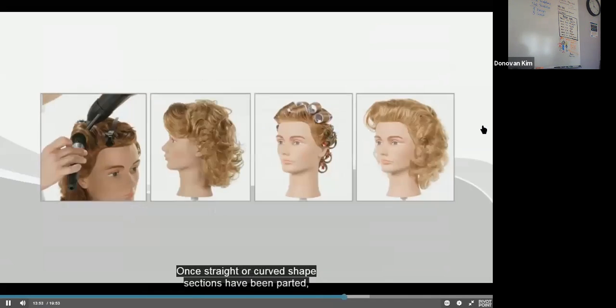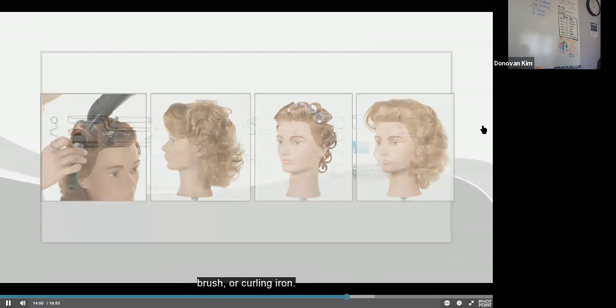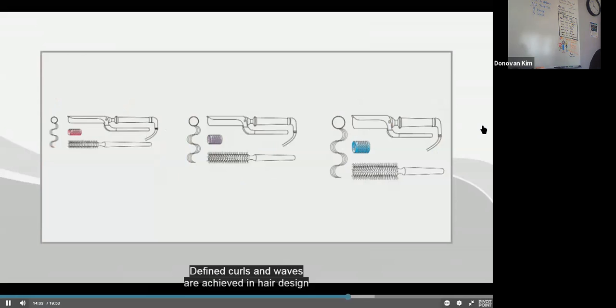Once straight or curved-shaped sections have been parted, the hair is set by applying a tool, such as a roller, round brush, or curling iron. Defined curls and waves are achieved in hair design by using rollers, pin curls, thermal irons, and/or round brushes.